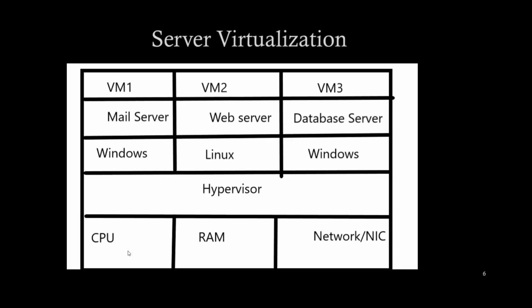So you can see here the hardware is being utilized by multiple virtual machines. Each of them has a different functionality. The virtual machine one, which is installed on Windows, is functioning as a mail server. The Linux machine is functioning as the web server, and the virtual machine which is installed on the Windows operating system is functioning as a database server.